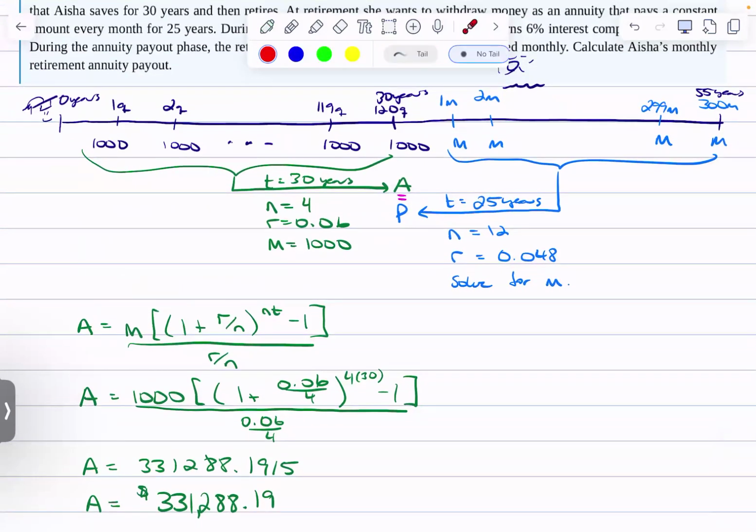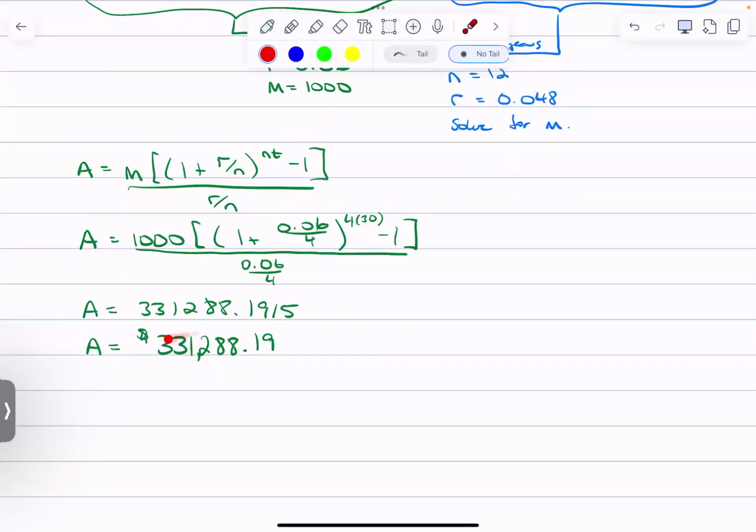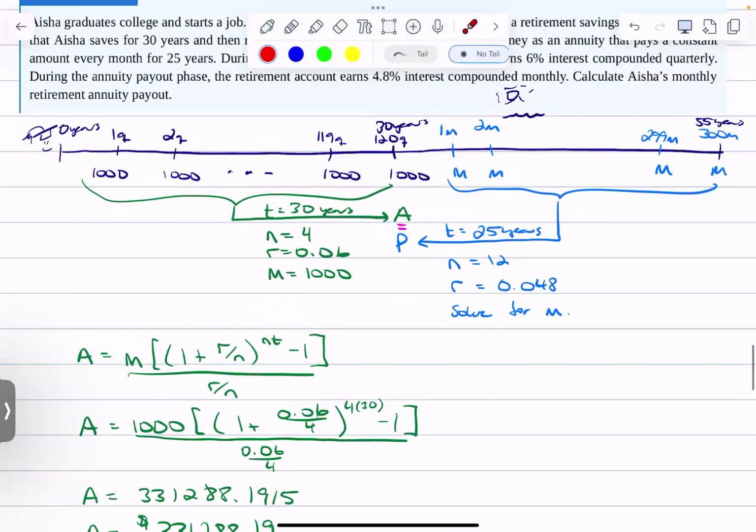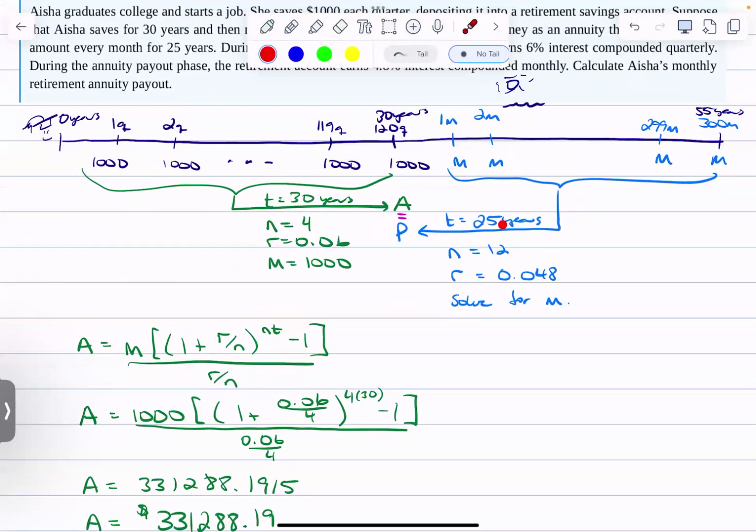Now, this amount is going to sustain these regular payments for 25 years, right? And we need to figure out how much that can possibly be. Let's see here. T is 25 years, N is 12, R is 0.048. So our N and our R have changed. I only mention that because sometimes I'll store my R over N, but then I forget that I stored the wrong one. So just keep track of those.